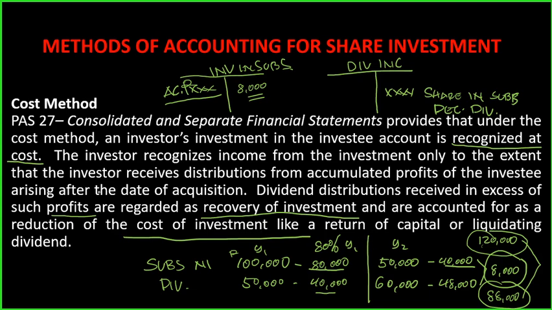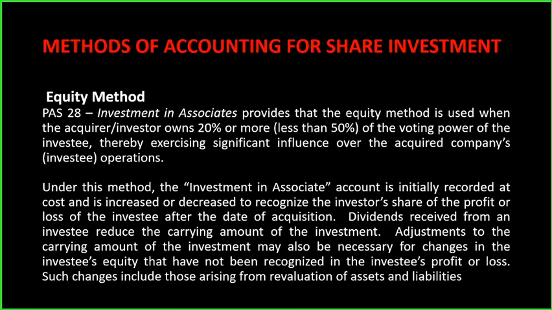Now, when I asked someone, so how are you going to interpret this? He said, well, because it uses this term, profits, it refers to the cumulative profits. Therefore, what do we do here? There is no return on investment. There will only be a return on investment if the cumulative dividends received will be higher than the cumulative share in the profits. So that is your cost method.